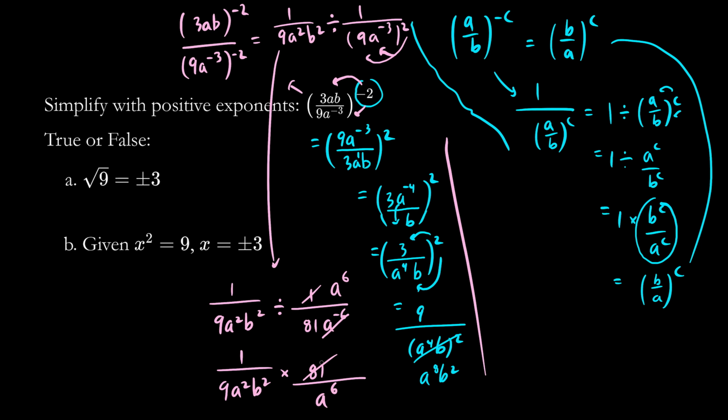And we know that 81 divided by 9 is 9. And so now we can simply combine the a's. So this is equal to 9 over a squared times a to the 6, which is a to the 8. And the b squared ends up on the bottom. So this was a bit of an unorthodox technique, but as you can see, we still have the same answer.